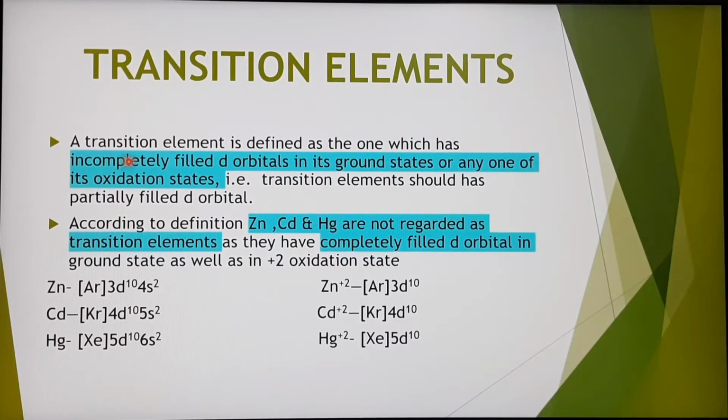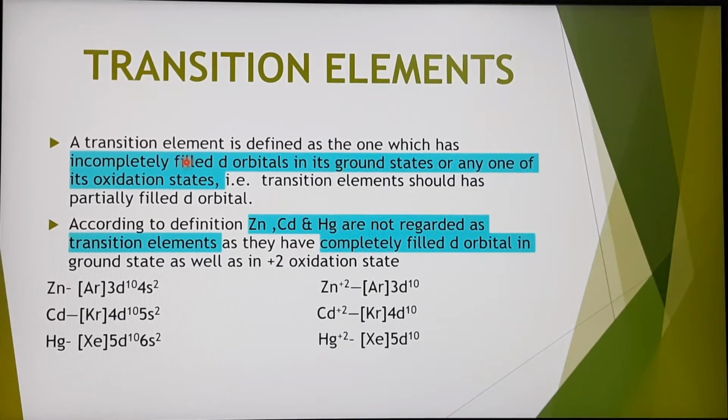Now the absolutely correct definition of a transition element is that a transition element is an element in which the d orbital is partially filled or incompletely filled in its ground state or in any one of its oxidation states. Means in transition elements the d orbital should be partially filled. So if we apply this definition to all the members present in the transition series, then according to the definition, zinc, cadmium and mercury are not regarded as transition elements.